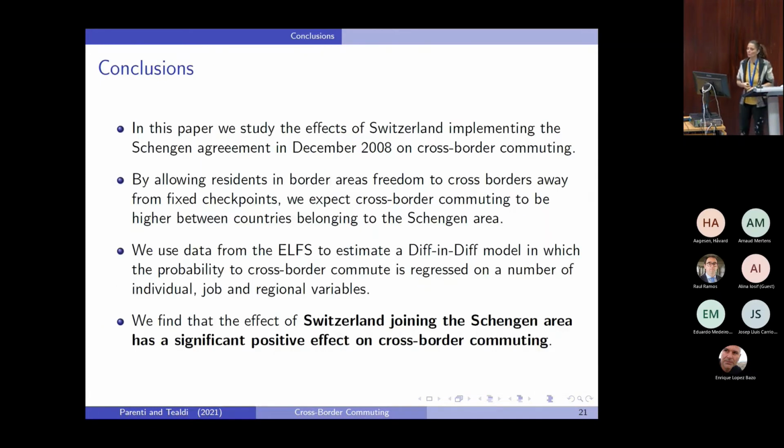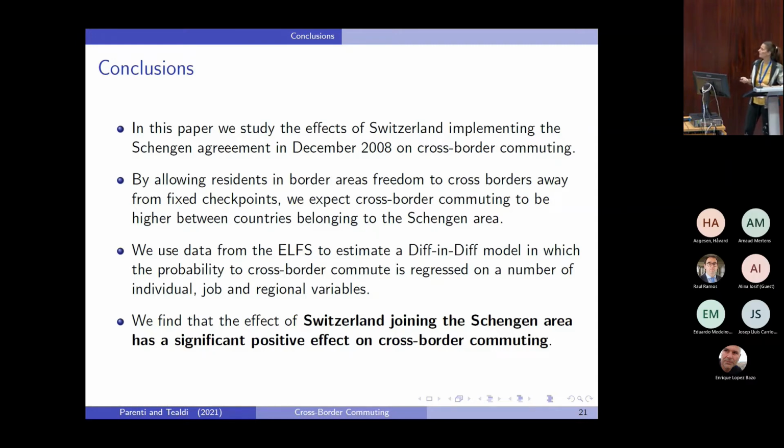To conclude, in this paper we studied the effect of Switzerland implementing the Schengen Agreement in December 2008 on cross-border commuting, that is, on the probability to become a cross-border commuter. Of course, we expect cross-border commuting to be higher because of the ease of going through the frontier without stopping vehicles, without checkpoints. We use data from the European Labour Force Survey and other sources, and we use a difference-in-differences approach.